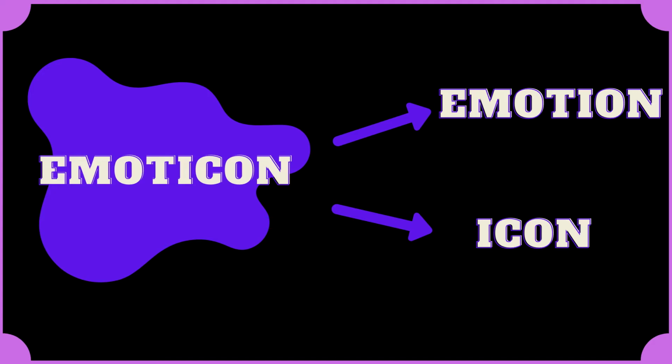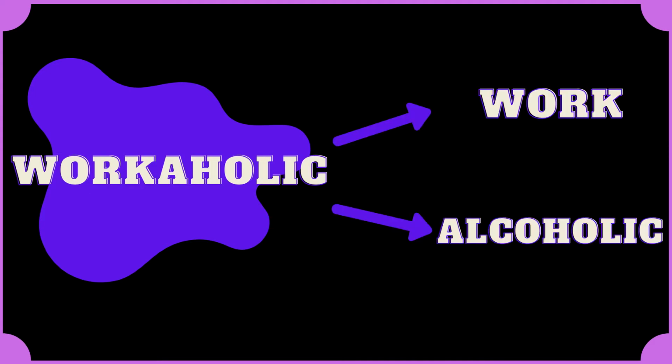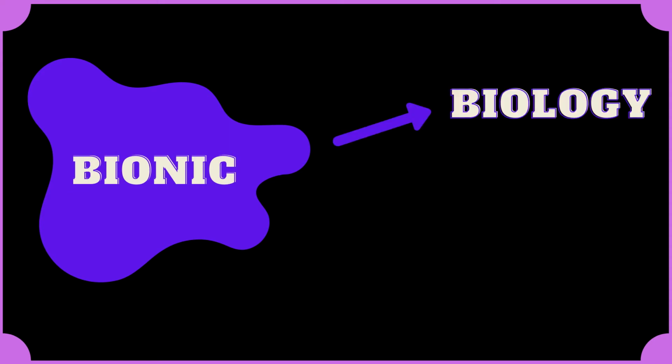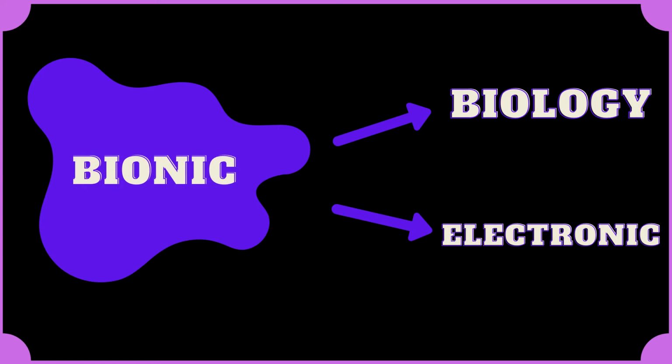Next, we have workaholic, a term derived from work and alcoholic. It is an adjective describing an individual who works for excessive hours. Then we have brunch, the combination of the words breakfast and lunch, or a meal that is eaten after breakfast but before lunch. Finally, we have bionic, which comes from the words biology and electronic. This refers to the artificial body parts that have been enhanced by technology.